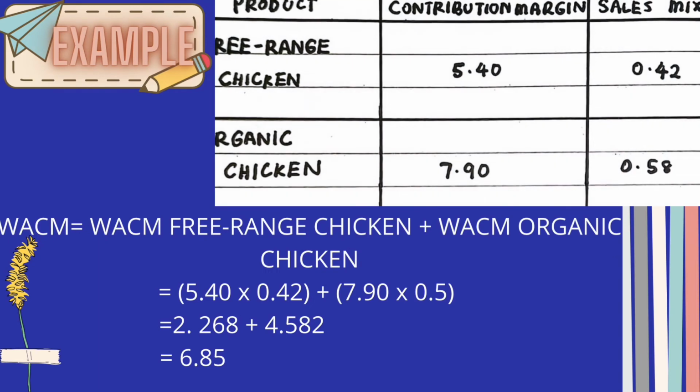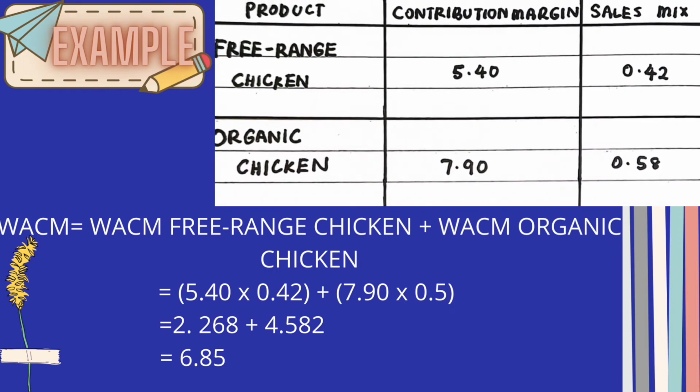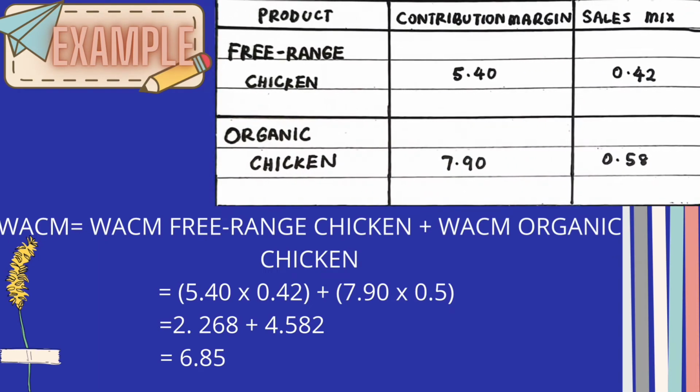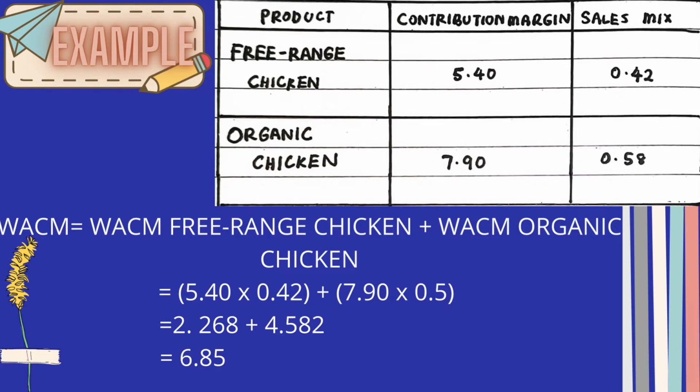For example, in this case we have two products, so we calculate the WACM for free-range chicken plus the WACM for organic chicken. As provided, there is a contribution margin and sales mix for each product. Then we calculate them according to the formula provided, which is contribution margin times sales mix. Then we get the WACM for the products, which is 6.85.